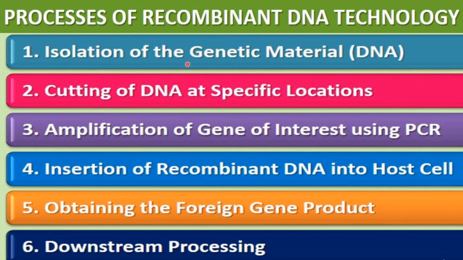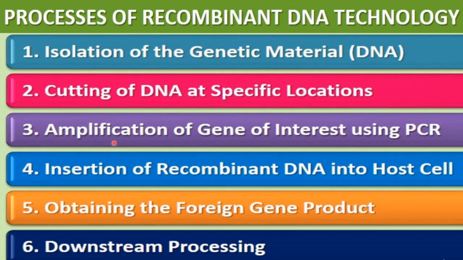After isolation of the DNA, we need to cut the DNA at specific locations, because we need only the desired segment of the DNA, not the whole genome of any organism. So we need to cut that DNA at specific locations, and you know about the tool used here, that is restriction enzyme. So the second process is cutting of DNA at specific locations.